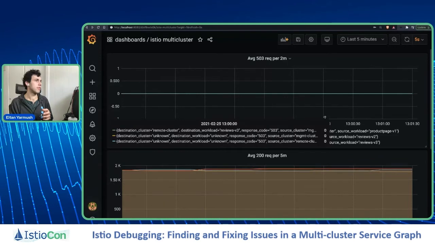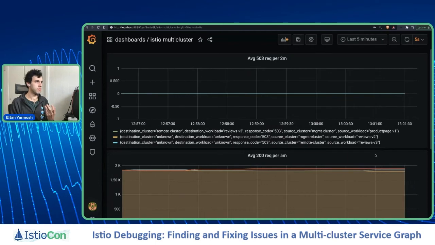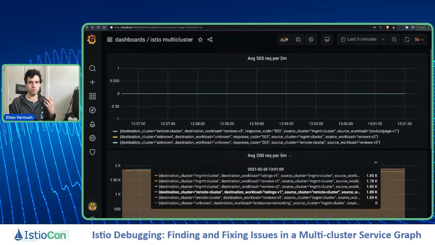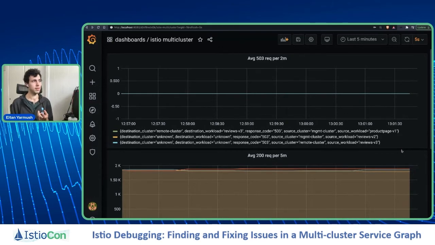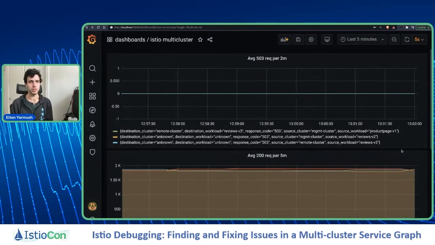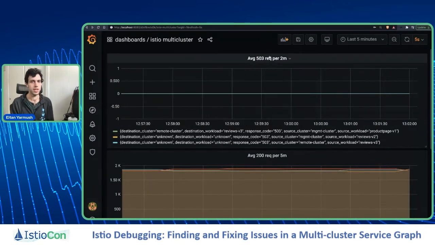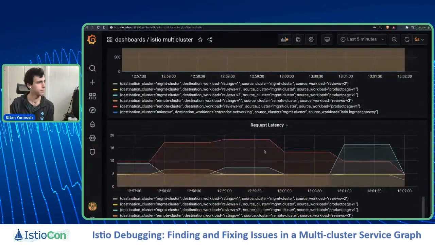So here we have Grafana running. For those of you who are familiar with Grafana, it's one of the most popular tools around for visualizing data, any kind of metrics. In this case specifically, it's visualizing Prometheus, but it can visualize others as well. And there are just a few simple graphs here just to demonstrate the power of this system. The first one up here, as it says, is the average 503 requests per 2 minutes, the average 200 requests per 5 minutes, and the request latency.